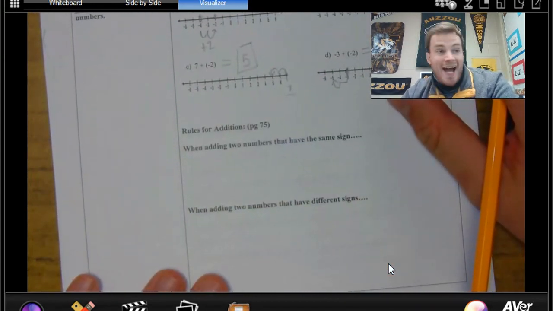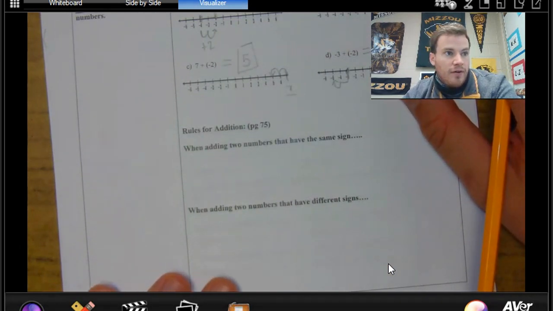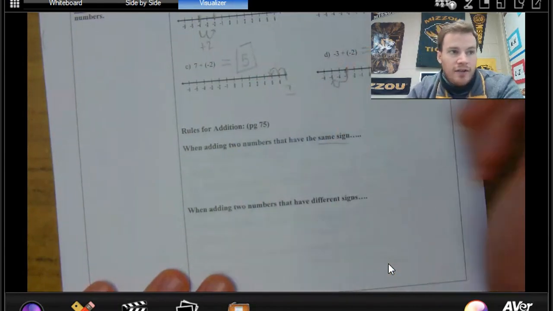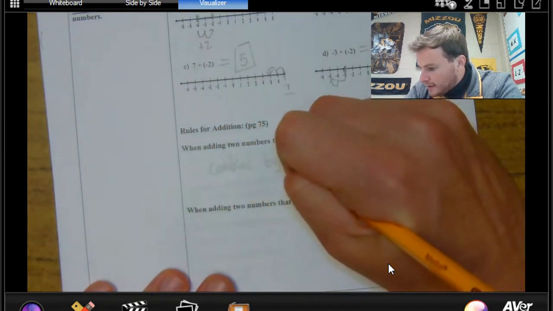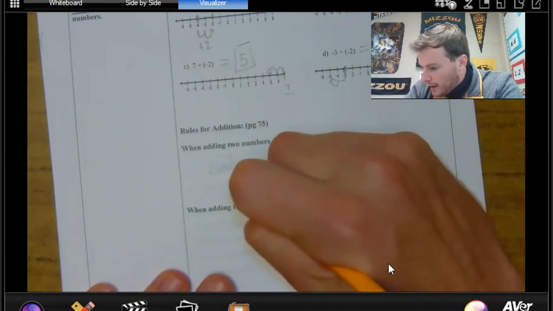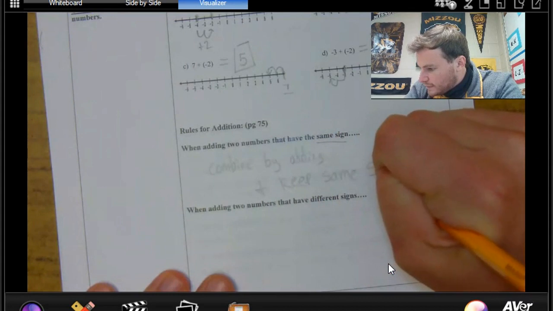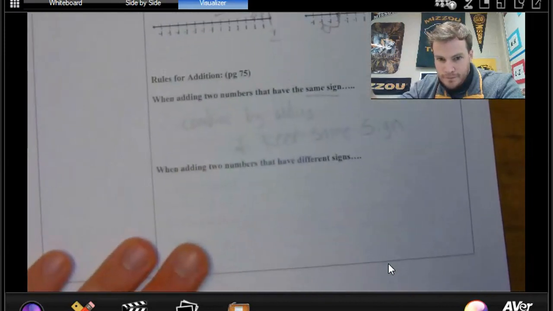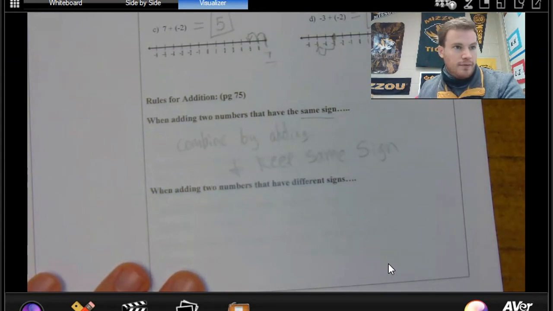When you add two numbers that have the same sign, what you simply do is you combine them by adding and keep the same sign. I'm going to switch over to pen so you can see a little bit better.